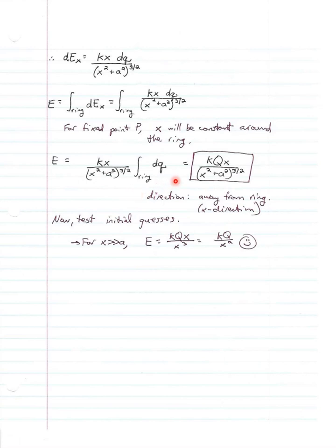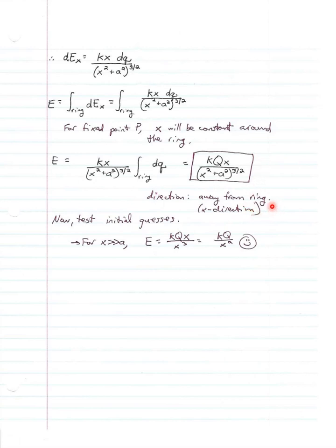Well, that's a very easy integral to take. That is just the charge of the ring, so we make it capital Q. And so there's the expression for the electric field: kQx over (x squared plus a squared) to the 3/2 power, and the direction is in the positive x direction, away from the ring.